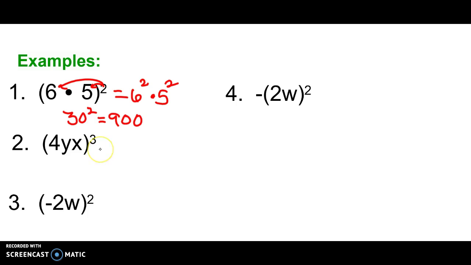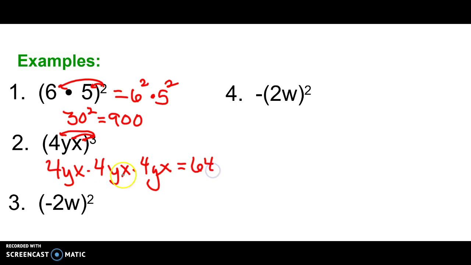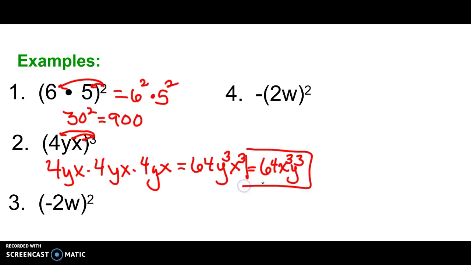Number 2, be careful. You are distributing that 3 to everything. So it gets distributed to the 4, to the y, and to the x. It's the same thing as taking 4yx 3 times. So 4 times 4 times 4 is 64, and y times y times y is y cubed, and x times x times x is x cubed. And then these should be in alphabetical order in your answer, so that should be your final answer.